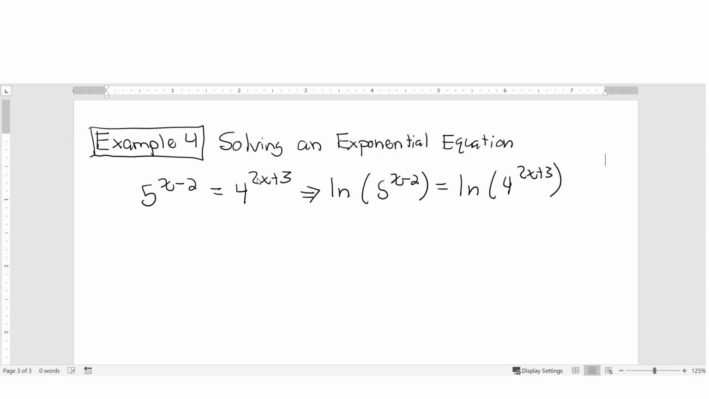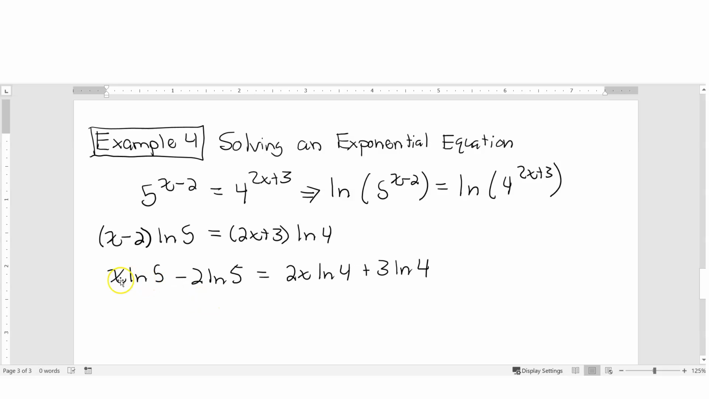Now, this is a more complicated problem. So one thing that's really important is when you apply the power rule, make sure you use parentheses to group those expressions that we move from the exponent form. So we'll have x minus 2 times natural log of 5 equals 2x plus 3 times natural log of 4. And now we need to distribute across these parentheses to eventually solve for x. So once we distribute across those parentheses, we get x natural log of 5 minus 2 natural log of 5 equals 2x natural log of 4 plus 3 natural log of 4.